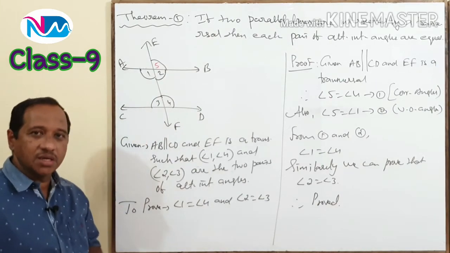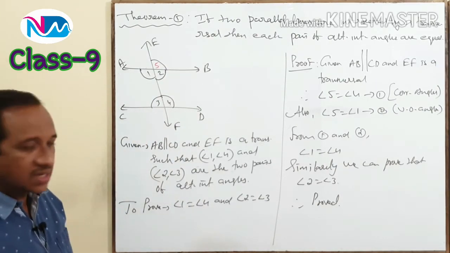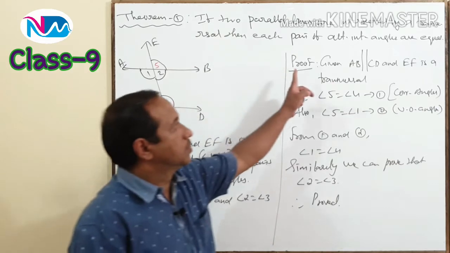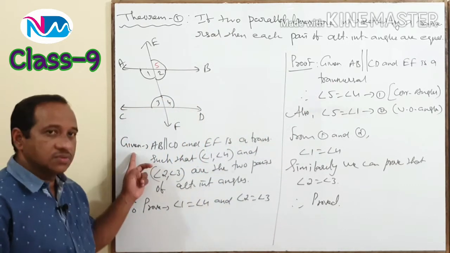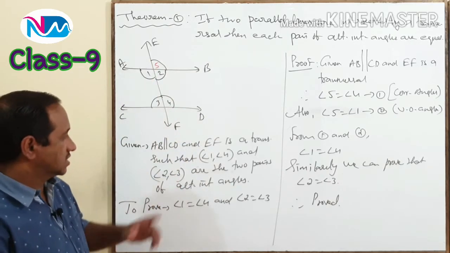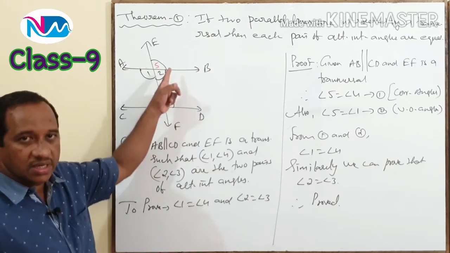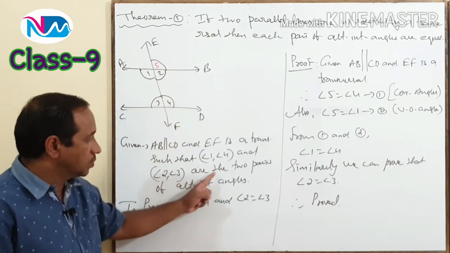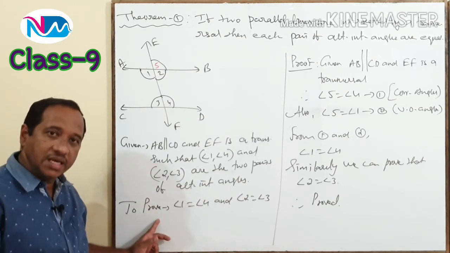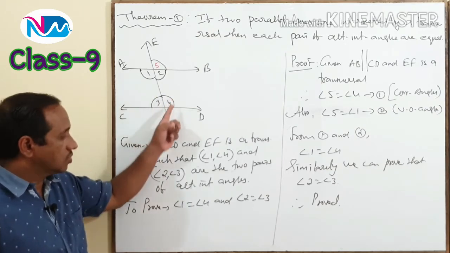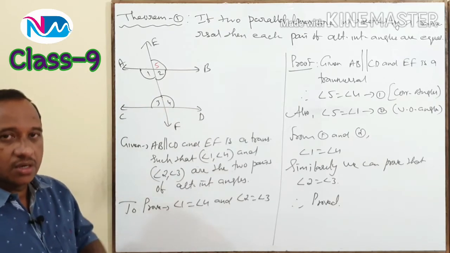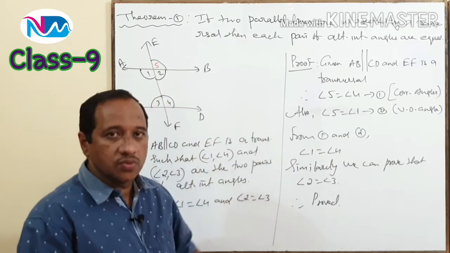The proof of a theorem or theoretical statement consists of four parts: given, to prove, construction if required, and proof. Here in the given part, we have AB is parallel to CD and EF is a transversal such that angle 1, angle 4 and angle 2, angle 3 are the two pairs of alternate interior angles. To prove that they are equal, that is, angle 1 is equal to angle 4 and angle 2 is equal to angle 3. Here no construction is required. We can go to the proof directly.